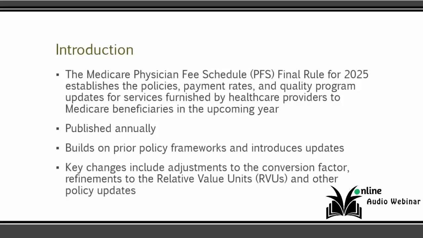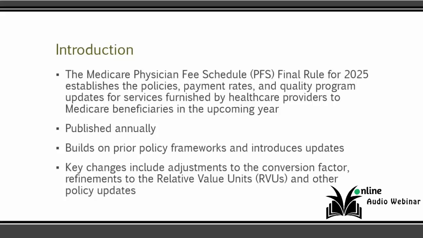So the Medicare Physician Fee Schedule final rule for 2025 establishes the policies, payment rates, and quality program updates for services furnished by healthcare providers to Medicare beneficiaries in the upcoming year, so in 2025. The Physician Fee Schedule final rule is published annually by CMS, and this rule is a cornerstone of Medicare's approach to ensuring high access to high quality care while promoting efficiency and innovation. Key changes for 2025 include adjustments to the conversion factor, refinements to the relative value units, modifications to the quality payment program, and policy updates impacting telehealth, chronic care management, and behavioral health services.